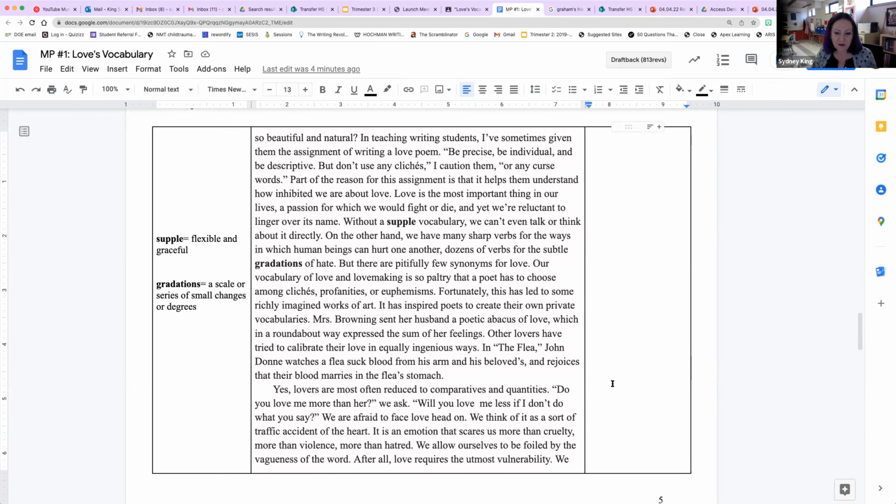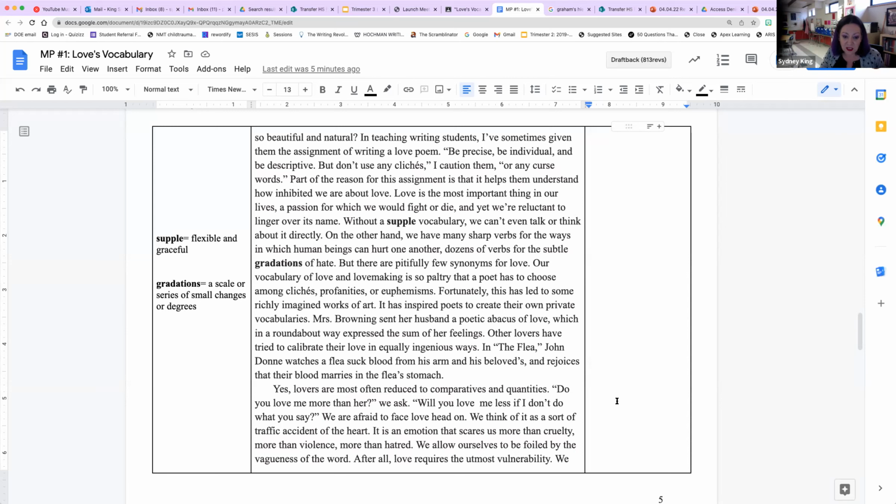On the other hand, we have many short verbs for the ways in which human beings can hurt one another, dozens of verbs for the subtle gradations of hate. But there are pitifully few synonyms for love. Our vocabulary of love and lovemaking is so paltry that a poet has to choose among cliches, profanities, or euphemisms. Fortunately, this has led to some richly imagined works of art. It has inspired poets to create their own private vocabularies. Mrs. Browning sent her husband a poetic abacus of love, which in a roundabout way expressed some of her feelings.